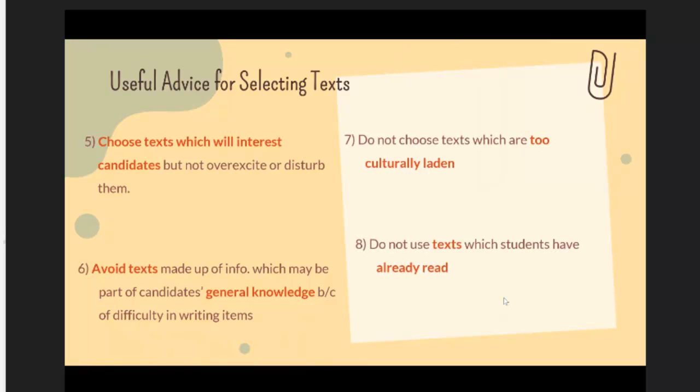And then we do not choose texts which are too culturally laden, involving too much cultural information, and we do not use texts which students have already read. But actually, I think at my school, sometimes the teacher reuses the text that students have read already. I think it's not fair, and the students may remember the answers, right? They may learn by heart without understanding anything, right?